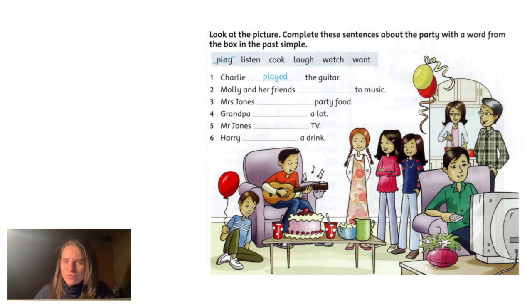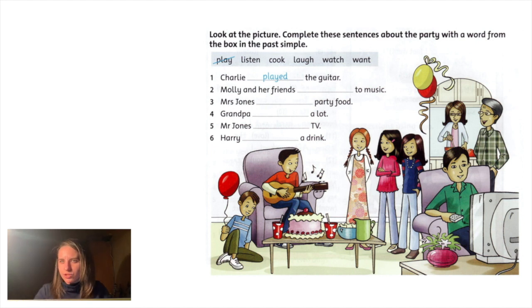Okay, let's go over your answers. So, number 1, Charlie played the guitar. Number 2, Molly and her friends listened to music. Number 3, Mrs. Jones cooked party food. Number 4, Grandpa laughed a lot. Number 5, Mr. Jones watched TV. And number 6, Harry wanted a drink. Okay, you successfully made everything in past simple affirmative.